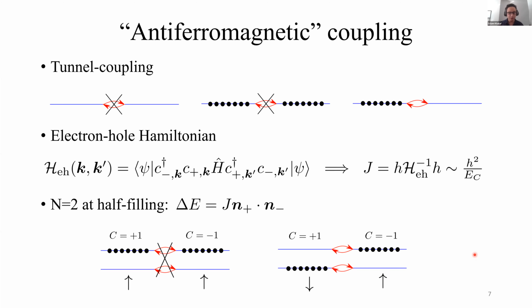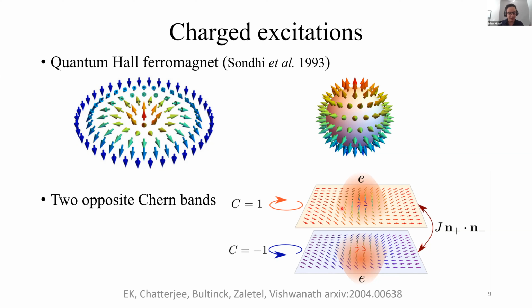Here, if we want to add a charge E, we have two options. Either we add it in the plus Chern sector as a skyrmion, or we add it in the minus Chern sector as an anti-skyrmion. An anti-skyrmion is obtained from a skyrmion by just flipping all the spins. Now note that these two would like to sit on top of each other because of this antiferromagnetic coupling.